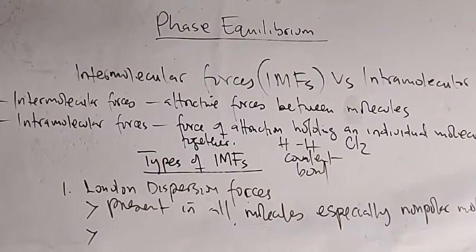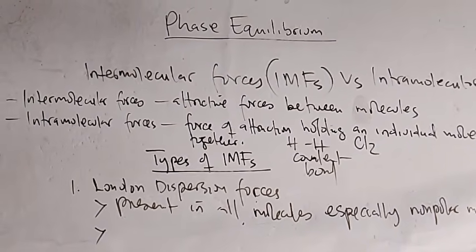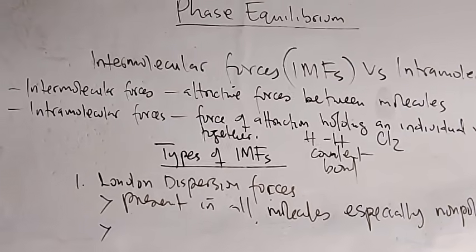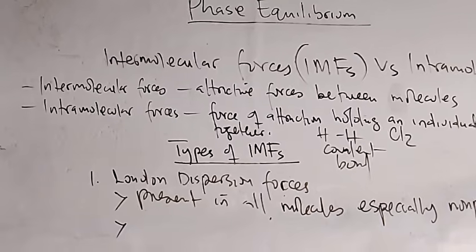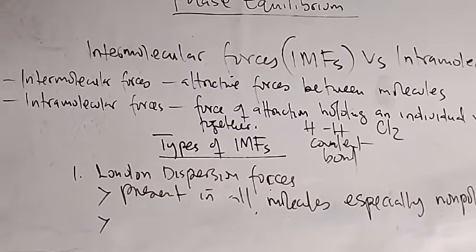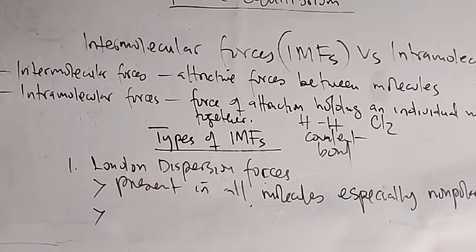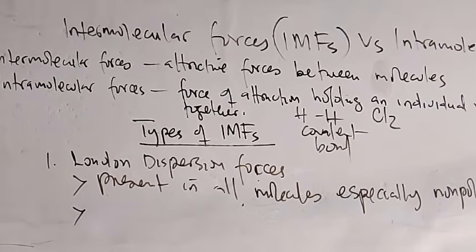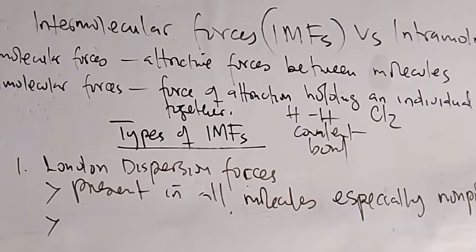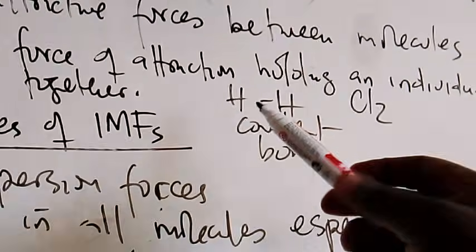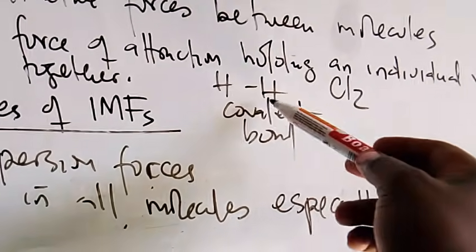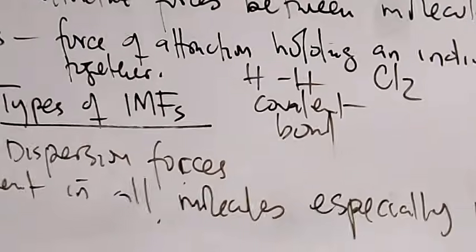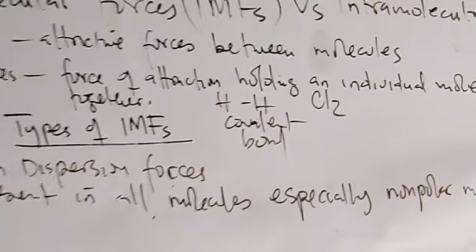Let's look at phase equilibrium. We start with intermolecular forces, abbreviated as IMFs. Intermolecular forces are attractive forces between molecules. Intramolecular forces are attractive forces holding an individual molecule together. For example, in the hydrogen molecule, the two atoms are held by a covalent bond. Also in the chlorine molecule.